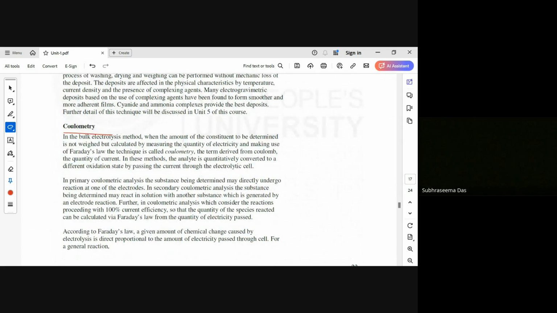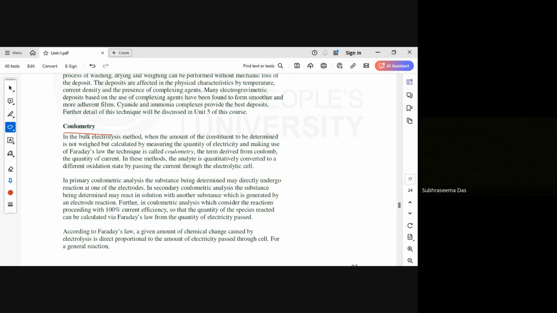However, in coulometry, we measure the quantity of electricity during the electrochemical process, and this makes use of Faraday's law. Since the quantity of electricity is measured here, the term coulometry is used, coming from the word coulomb. In other words, this method measures the amount of electricity that was present before the electrolysis and the amount of electricity that was generated after the electrolysis process.